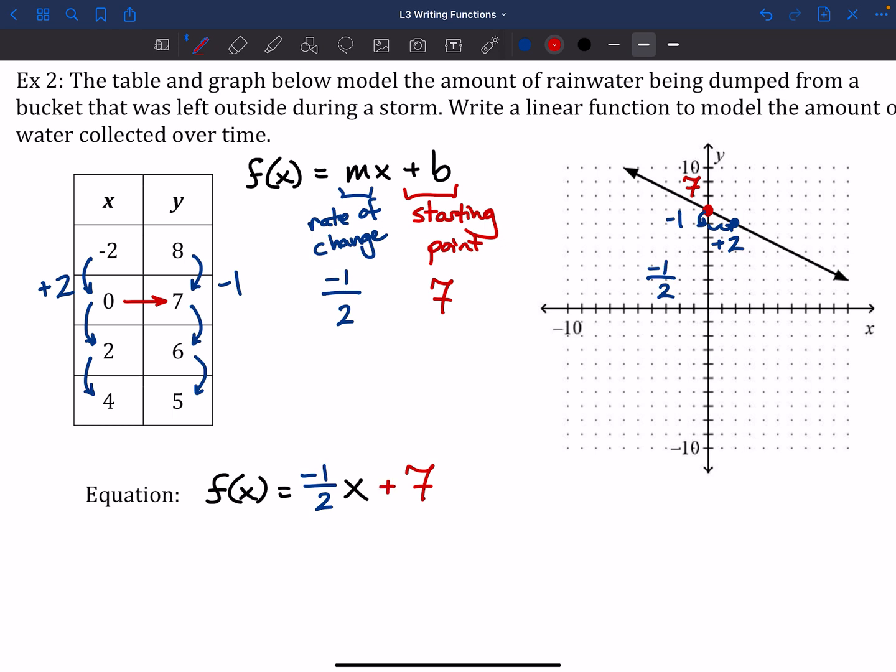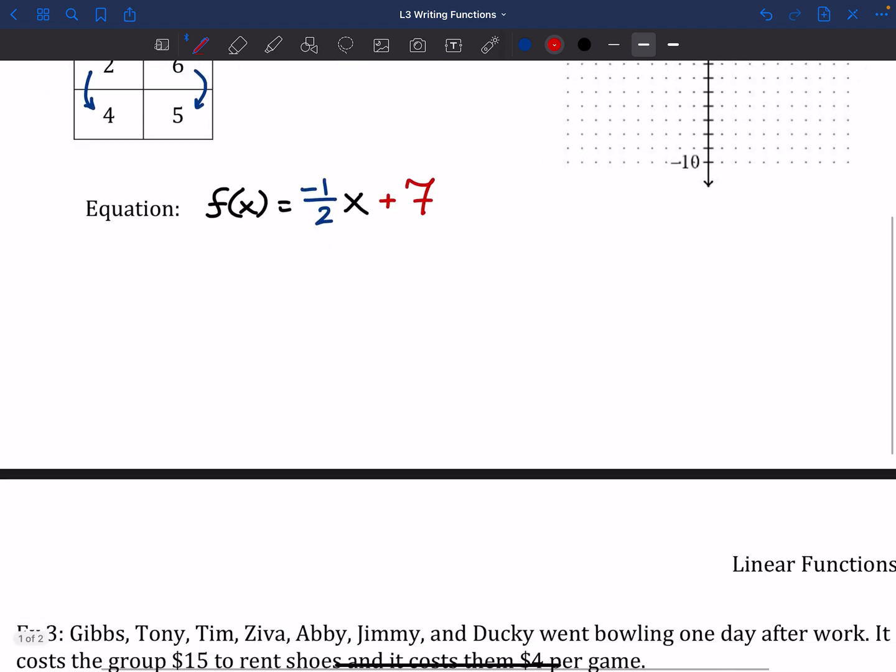You can also have negative starting points. I could have started my graph down at like -3, and then I'd want to have -3 there. So hopefully that doesn't seem so bad. We're just grabbing information and throwing it all together.